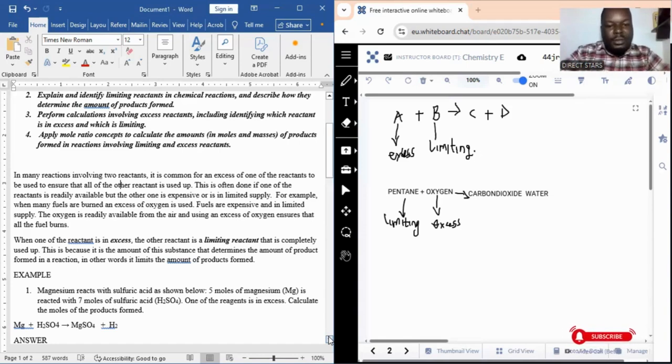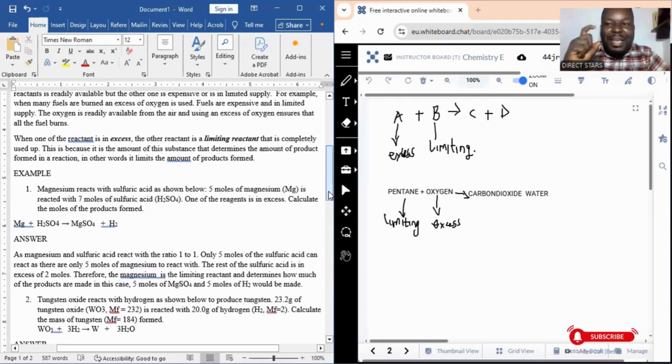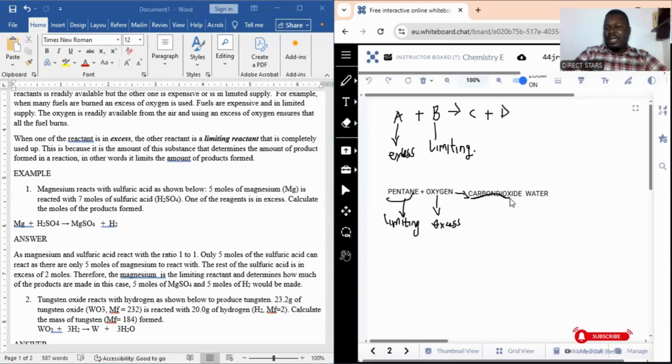Okay, so let's pick an example, because the limiting reactant determines the amount of product you get. When it's used up, you don't get product anymore. When the pentane in this case is used up, you won't get carbon dioxide anymore because the reaction stops at that point.